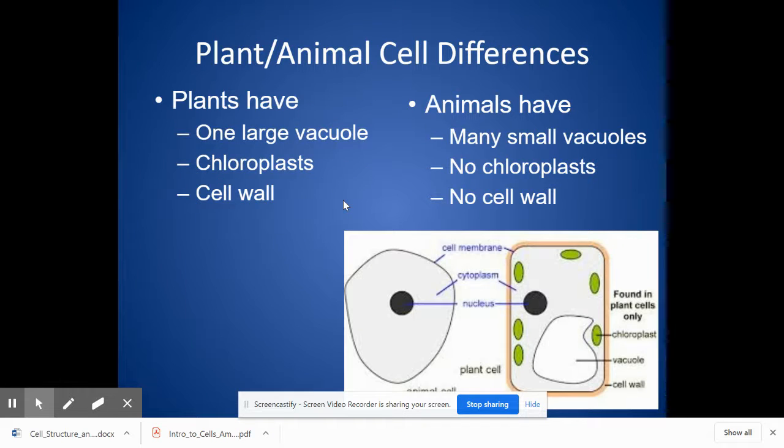So, some differences between plant and animal cells. Plant cells have a central vacuole. Look in the bottom right here. On the right side is the plant cell. That vacuole is that big white thing in the cell. Whereas animal cells have many tiny vacuoles. Plants have chloroplasts, which do photosynthesis. Animal cells do not. And plant cells have a cell wall for structure. Animal cells do not, because we need movement.